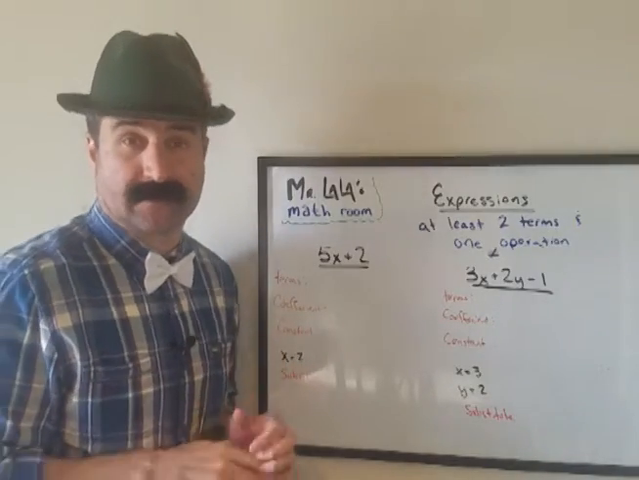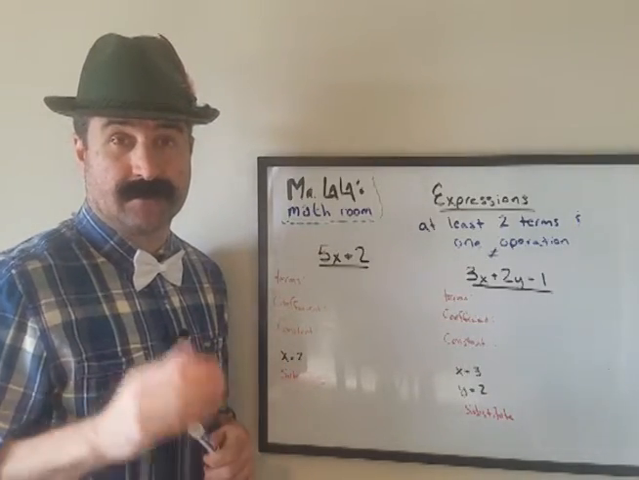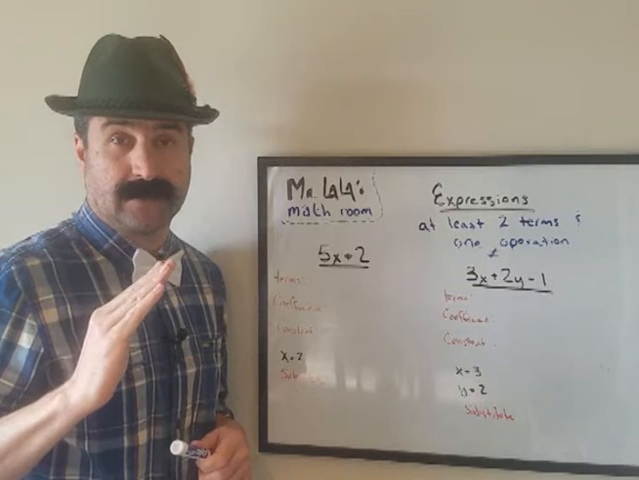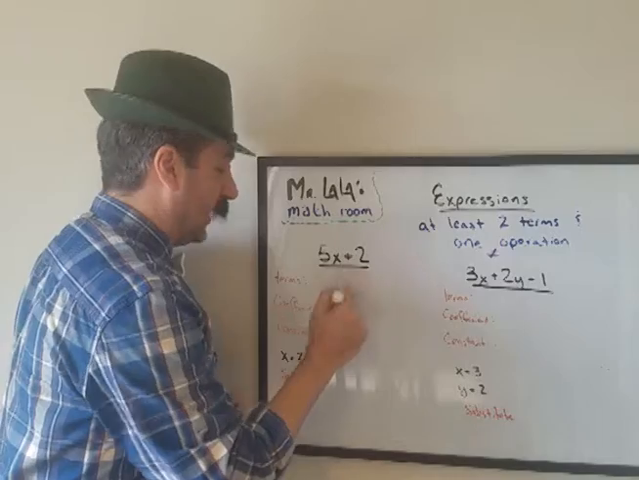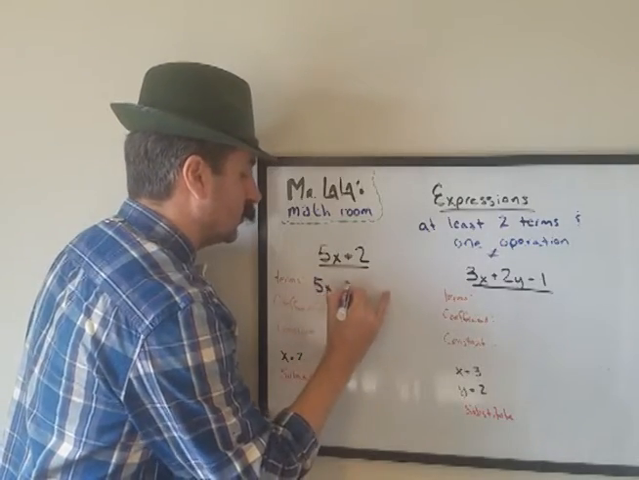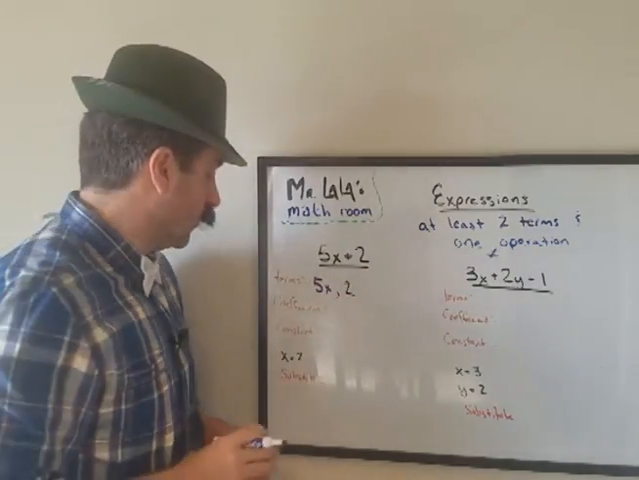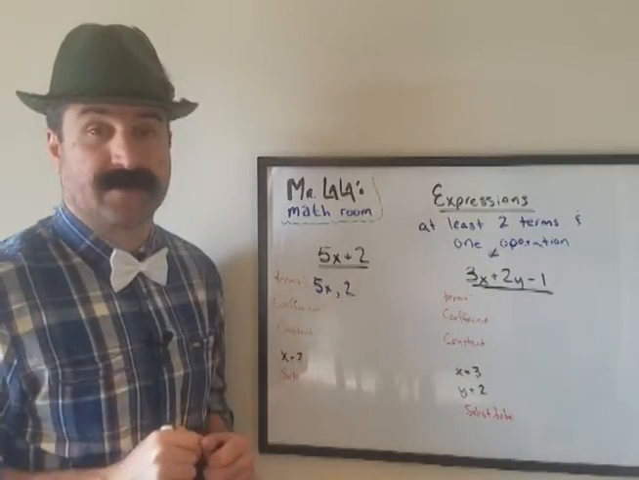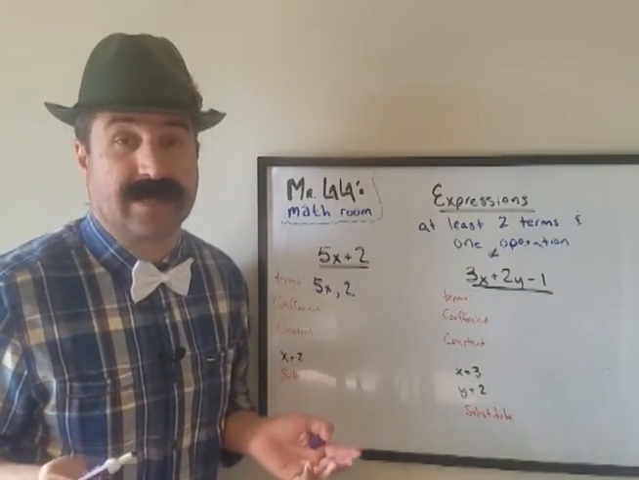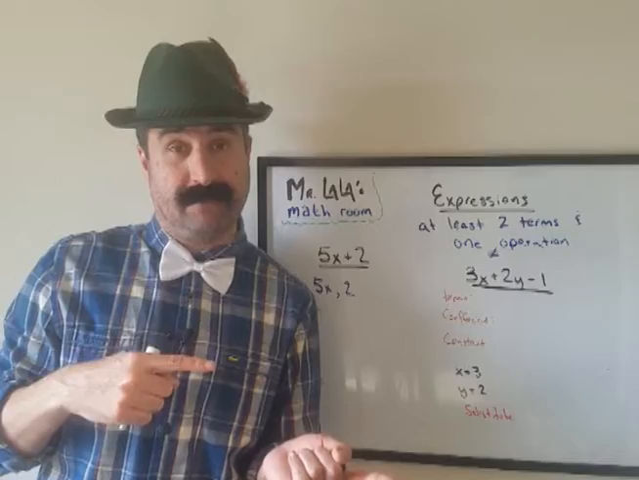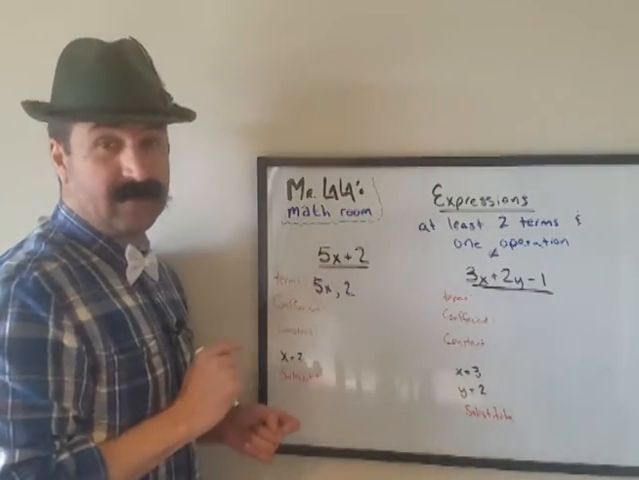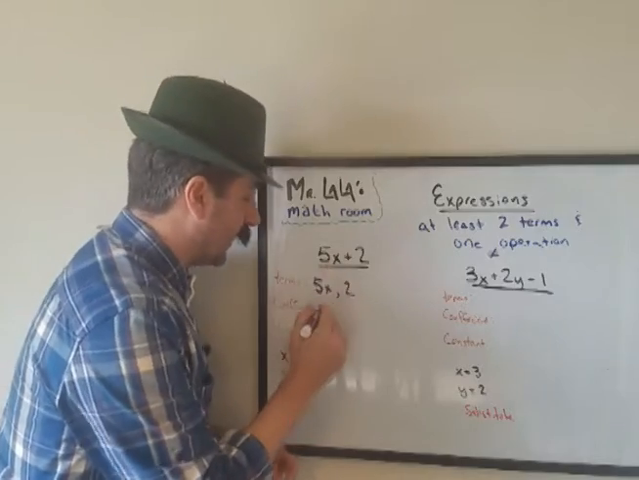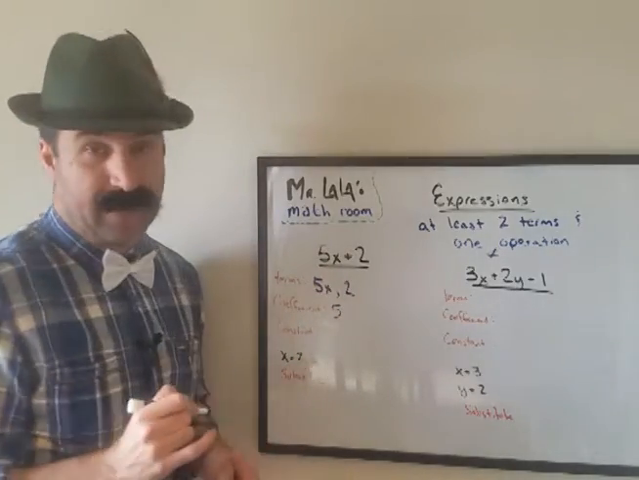What are the terms? Do you know out there? Thinking time's up. That's right. There are 5x and 2. So those are the terms, yeah? And coefficients. What are those? Where did we learn that? Maybe you should rewind the video, because you saw it over here. The 5 is the coefficient, right in front of that little x right there.